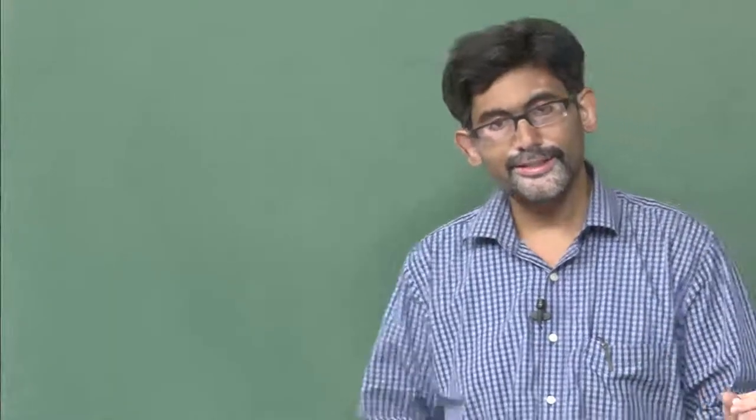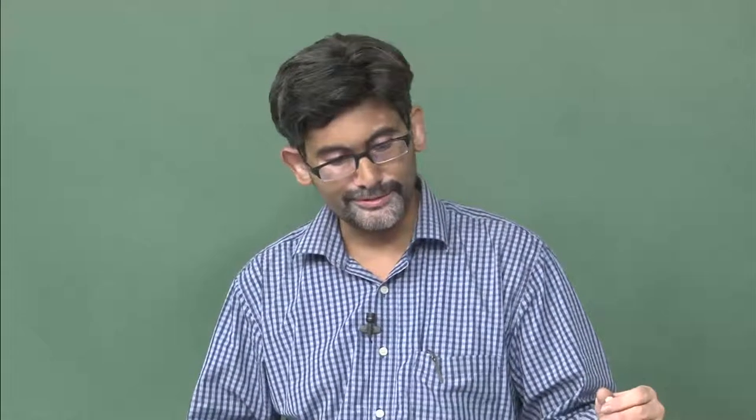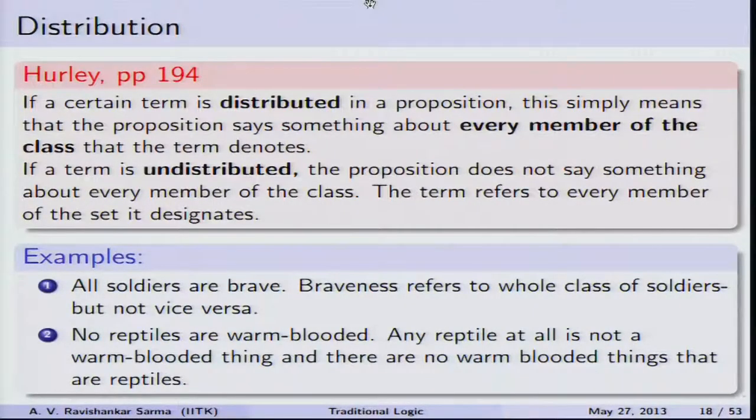So what we have done is we have represented the categorical propositions in terms of some kind of diagrams. So now how do we know that a particular term is distributed and a particular term is not distributed? This is the book which we are following, Patrick Hurley, Concise Introduction to Logic, page 194. If a certain term is distributed in a proposition, this simply means that the proposition says something about every member of the class that the term is designating. If it is not talking about every member of the class, then the term is said to be undistributed. If a term is undistributed, the proposition doesn't say something about every member of the class.